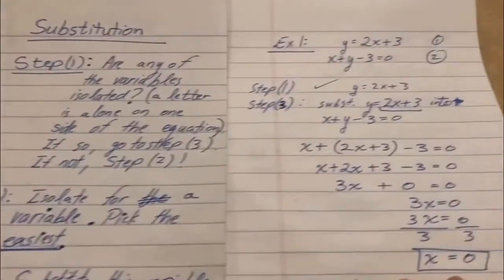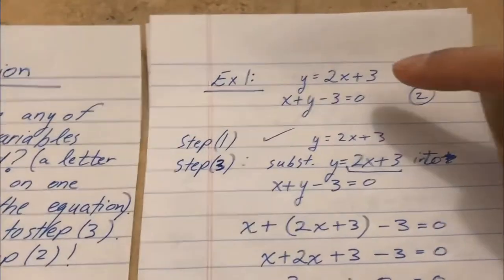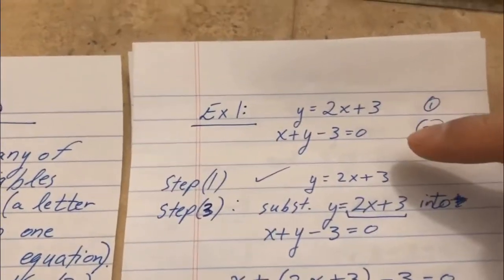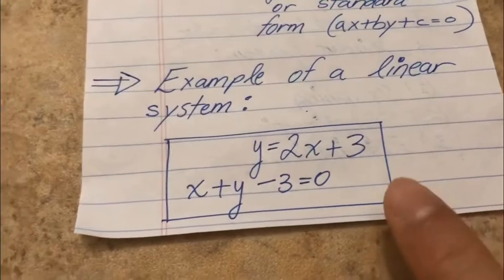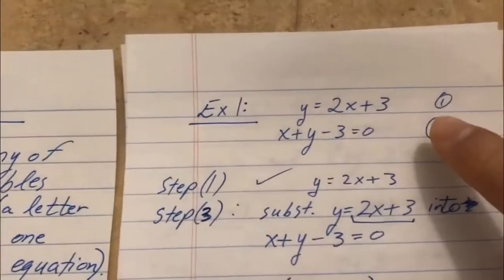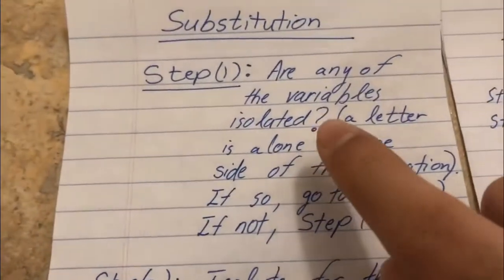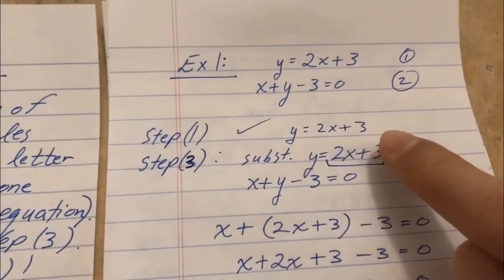So let's run through an example and look at the step-by-step process, because it's going to be the same no matter what. In this case, I have an example: y equals 2x plus 3 and x plus y minus 3 equals 0. Note, this is the very same example of my first video, what is a linear system? So step 1, ask yourself, are there any variables isolated? We've already answered this. Step 1, check. y equals 2x plus 3. Great. Now, if so, we can jump to step 3.